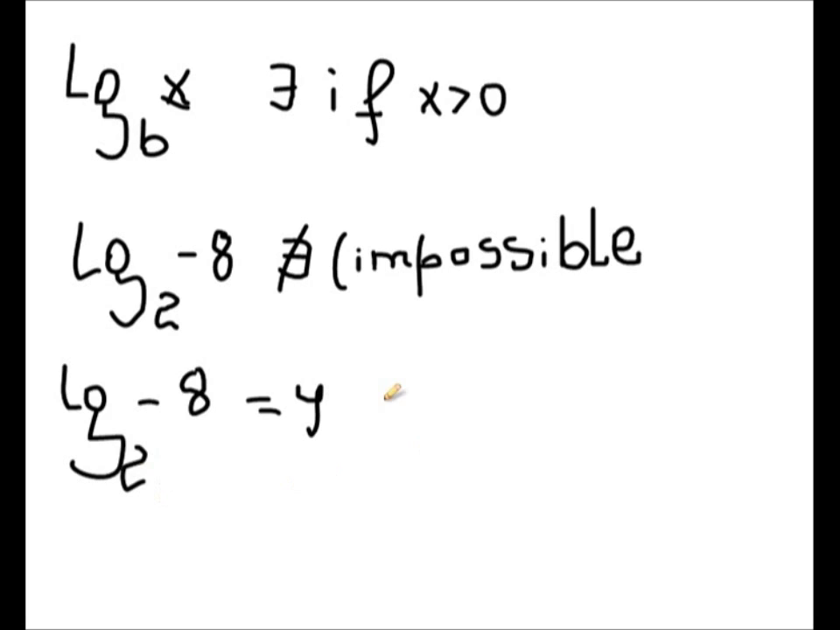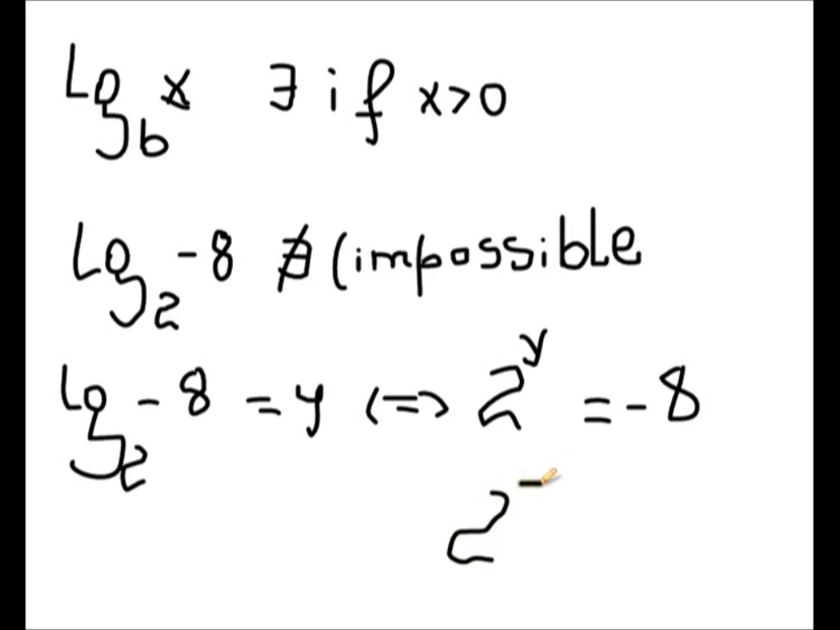I'm trying to find the exponent. That means this can be written in another way: what is the power of 2 that will give me minus 8? So we say there is no exponent that can give me a negative value. If my base is 2, you can try with 1, it's going to be 2. If I have 2, it's going to be 4. If I have 3, it's going to be 8.